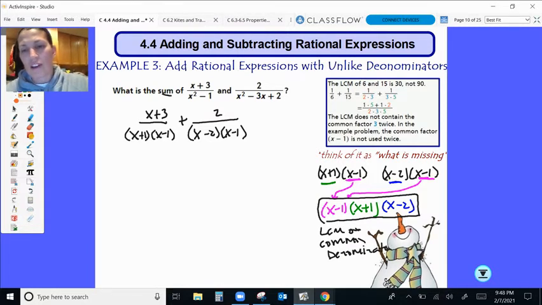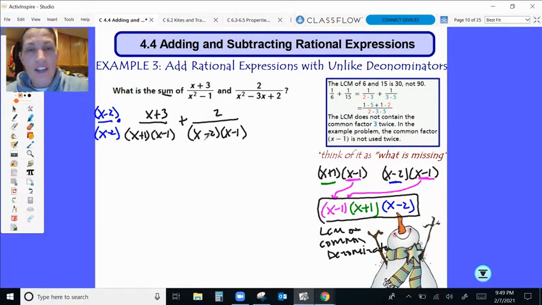Okay, I'm going to write on my snowman here. When we're trying to find a common denominator, what we have to find is what is missing. We have an x plus 1 and x minus 1. We're missing this x minus 2. So we have to multiply this fraction by x minus 2 over x minus 2, just like we would in a regular numerical fraction. If we multiply it by x minus 2 over x minus 2, that's the same thing as 1, so we're not changing it. Okay?